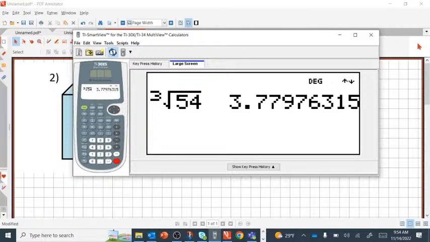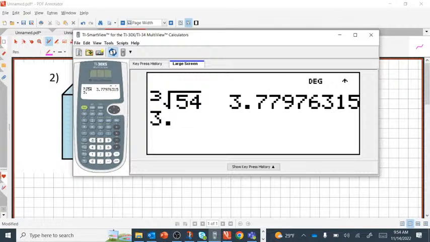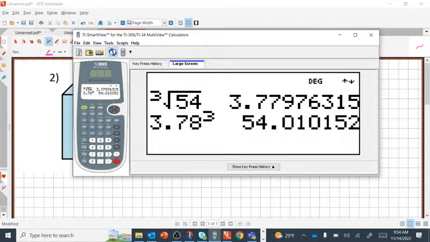3.7797, which would make it about 3.78. So the edge length is about 3.78 feet. And the reason is because 3.78 to the third power, that is multiplied 3 times, is going to get me a number that's pretty darn close to 54. Depending on what we're trying to accomplish, that might be close enough. Great. How many of us got about 3.78 for that one?